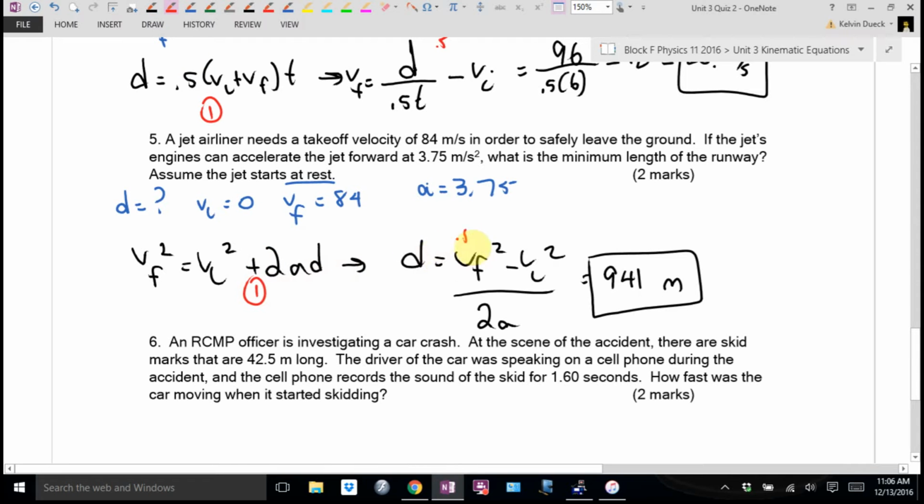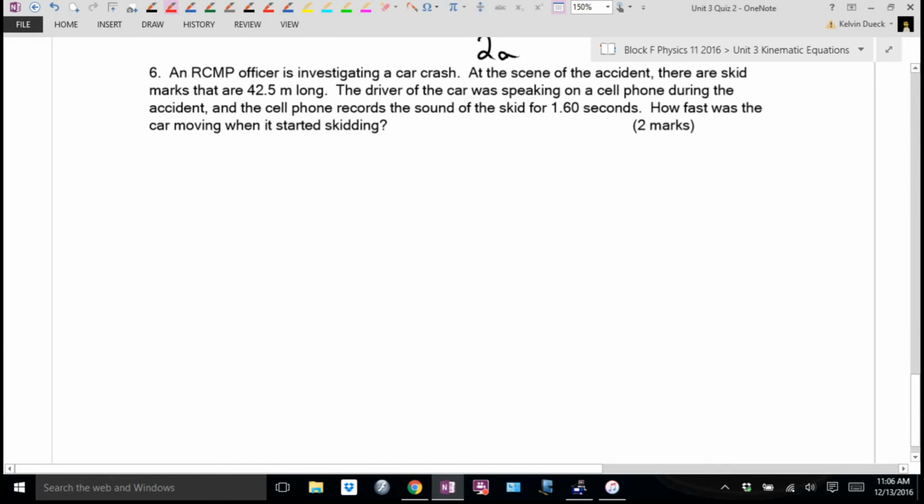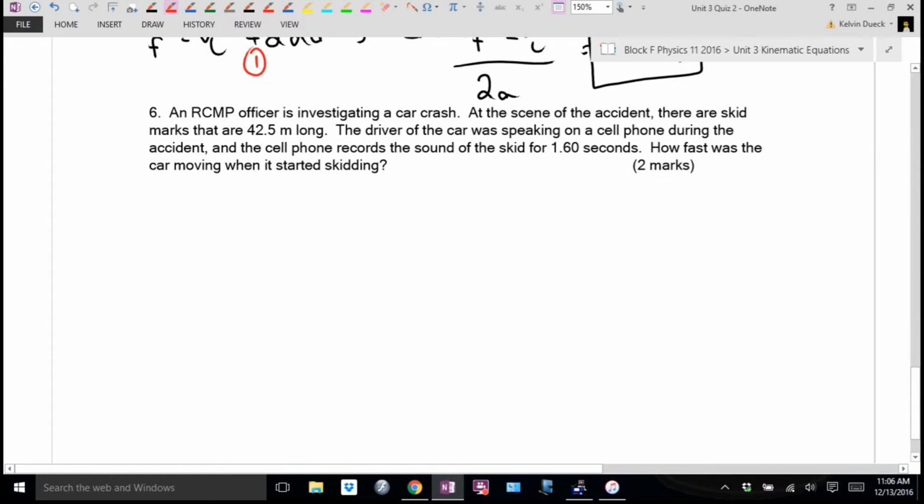1 mark, half mark, half mark. Number 6, the RCMP question. I think they want me to find, not V final, Mr. Dewick, V initial. By the way, in any car accident, what's V final always going to be? Okay? And it looks like we have a distance of 42.5. Looks like I have a time of 1.6.